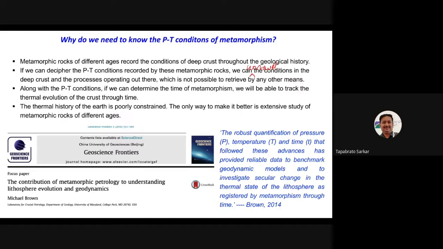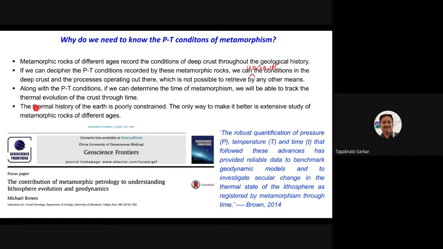Now our task as metamorphic petrologists is to retrieve that information from the rock, and geothermobarometry is the way of retrieving the pressure and temperature conditions. Similarly, geochronology is the process of retrieving the age of the rock. Along with the PT conditions, we can determine the time of metamorphism, that is the age, which we call geochronology. We will be able to track the thermal evolution of the crust through time.